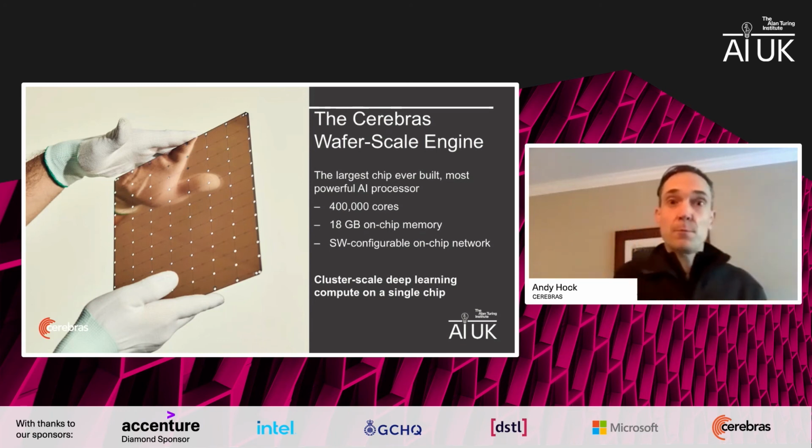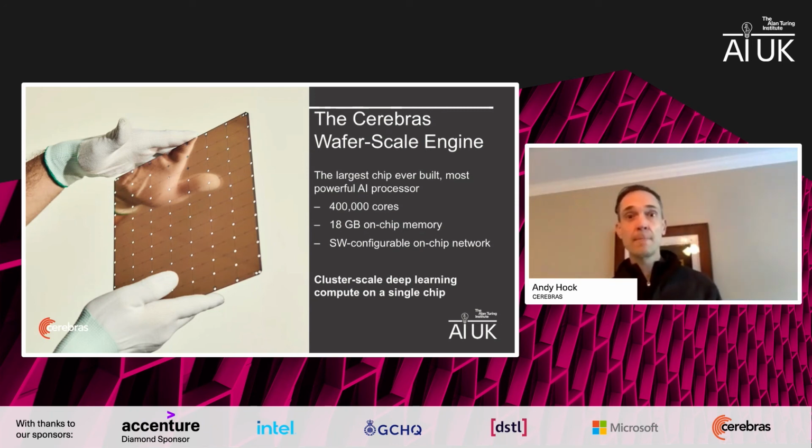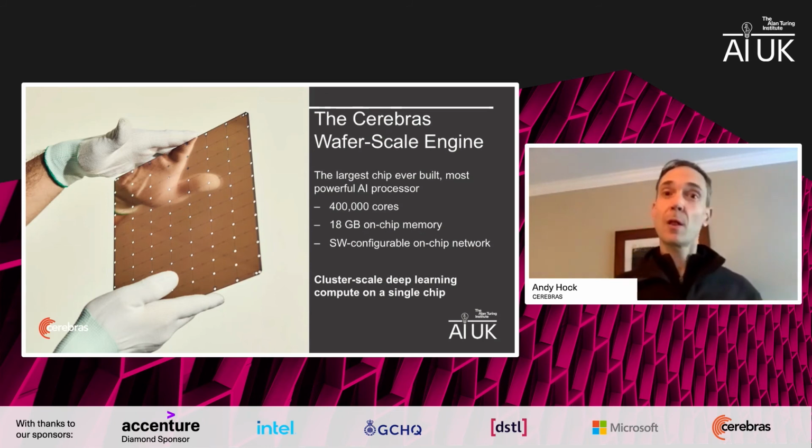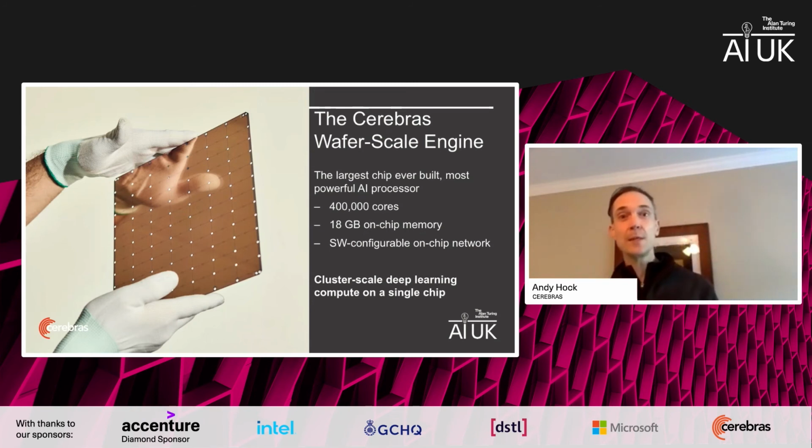In addition to those compute resources, this chip also has 18 gigabytes of fast on-chip SRAM memory that's all accessible within a single clock cycle from its associated compute core. And each core is connected directly to one another over a 2D interconnect mesh, a network on chip that's fully configurable in software. So essentially, this device delivers the compute resources of a deep learning cluster, all on a single chip.